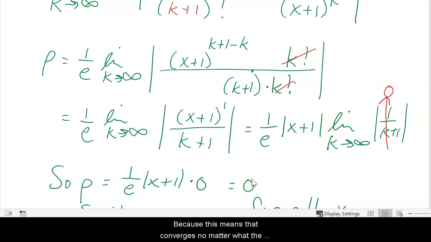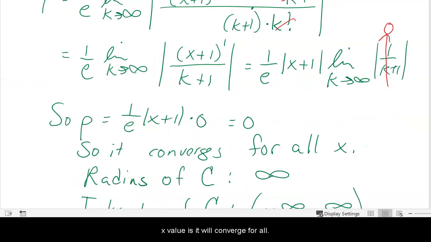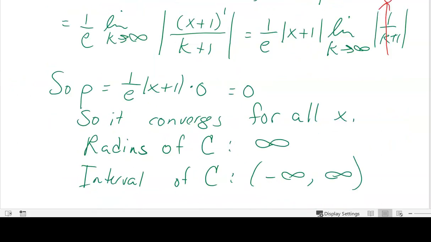Because this means it converges no matter what the x value is, it will converge for all x. So the radius of convergence is infinity, and the interval of convergence is negative infinity to infinity. Now, I don't want to give the impression that all of these are going to result in a radius and interval of convergence being everything. They certainly do not. However, I chose to use functions that converge for everything to demonstrate to you the power of using a Taylor or Maclaurin series.